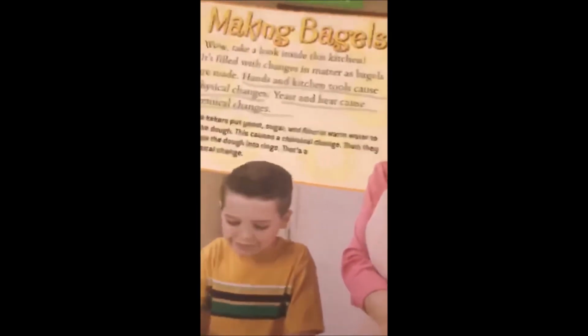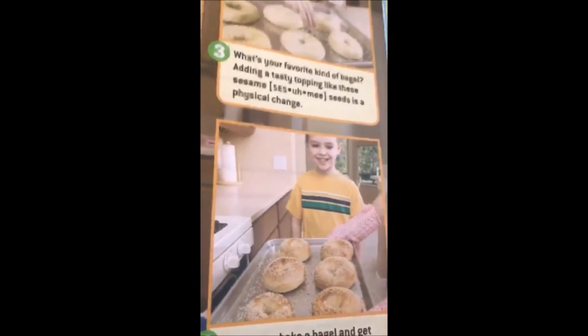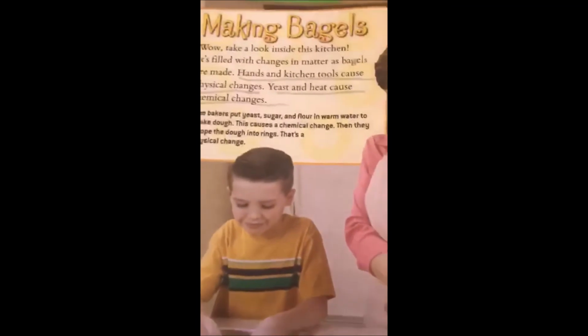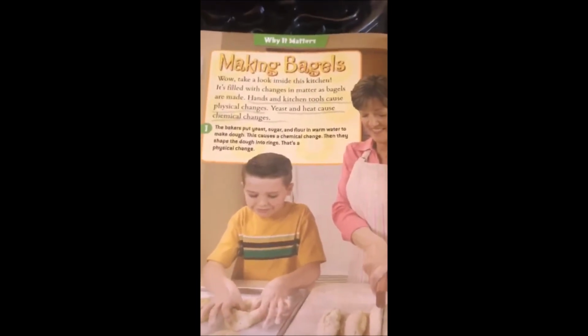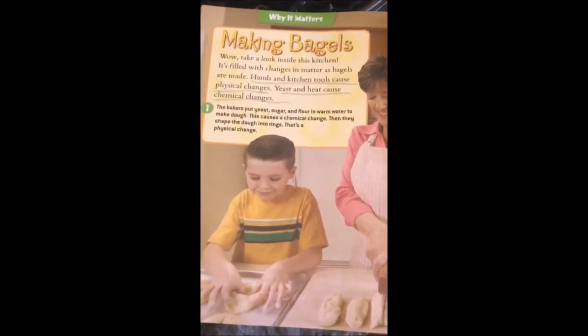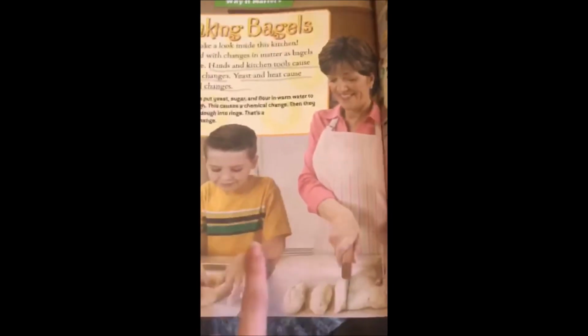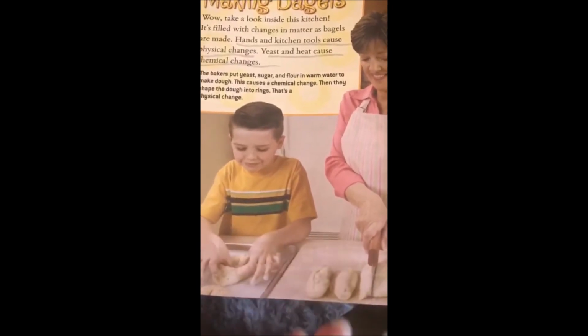I made these beautiful bagels. So those are bagels. We can talk about donuts or anything that you want. When we make some kind of food, we have some chemical changes when we bake. Actually, why? Hands and kitchen tools cause physical change. Okay, when we use our hands, we're just changing and forming the dough as we want, okay?